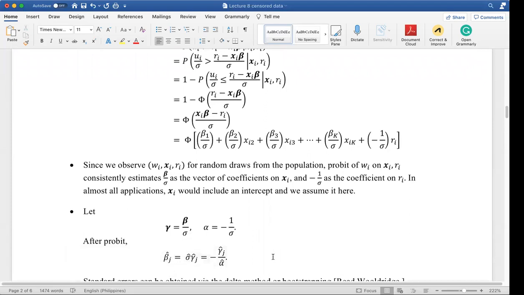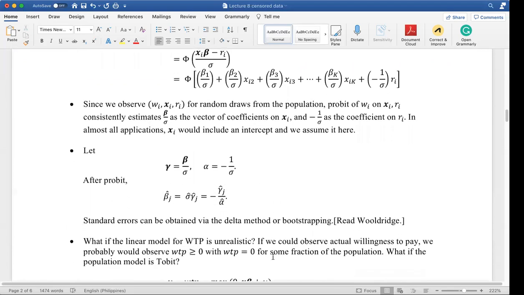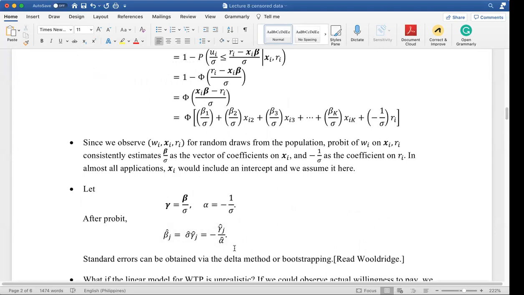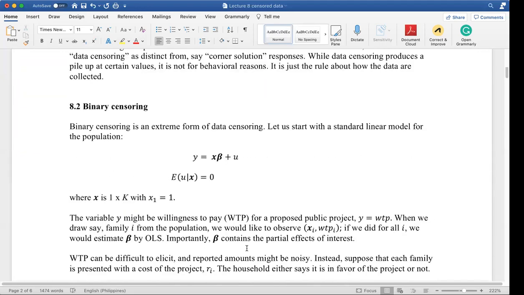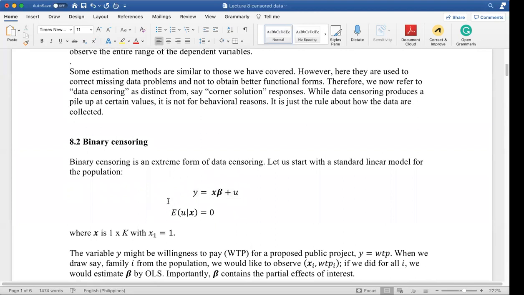Okay. And that is what is of interest to you because of your hypothesized underlying population model, which is this. Okay. So the beta hat j would have the usual interpretation, the partial effect of the expected value of Y given X on X sub j.